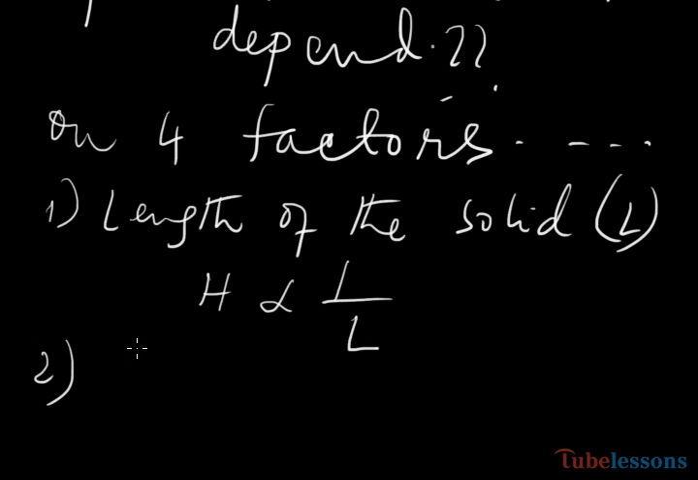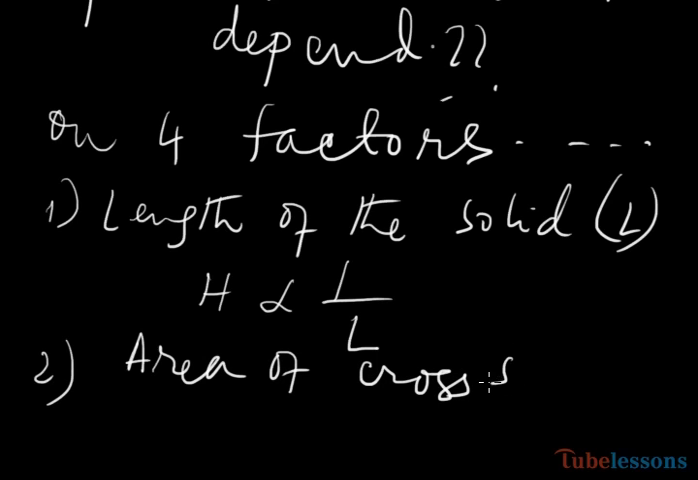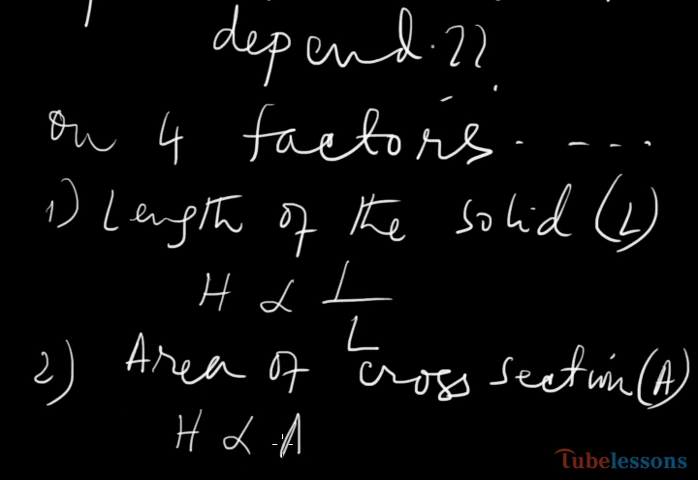Number two, area of cross section of the solid. Area of cross section is written as A. The more the area of cross section, the more will be the conduction of heat. Therefore, conducted heat is directly proportional to the area of cross section.